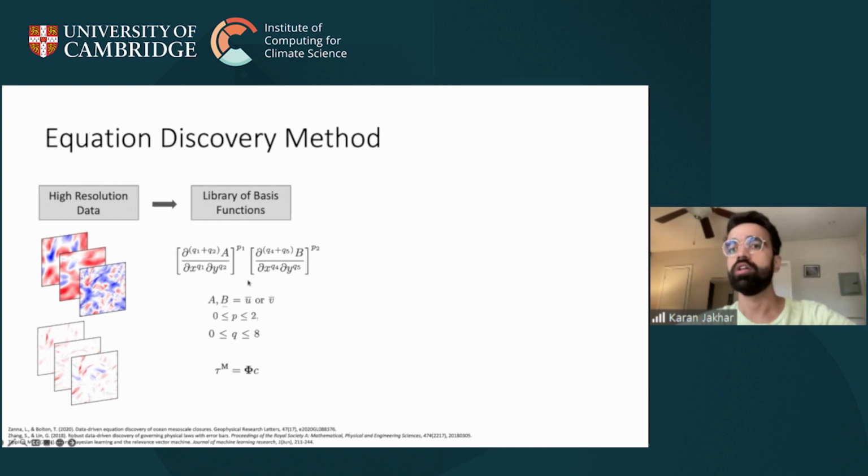So for example, all the resolved velocities and their partial derivatives. For my particular work, I used partial derivatives of velocity, where a and b can be velocity in x and y direction in the 2D plane. And I used up to 8th order derivative. Once we get this library of basis functions, we have about 1,000 or 2,000 or lots of terms, but that's not interpretable.